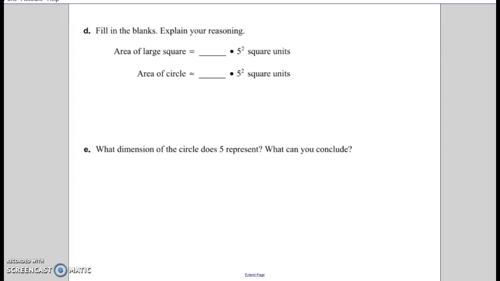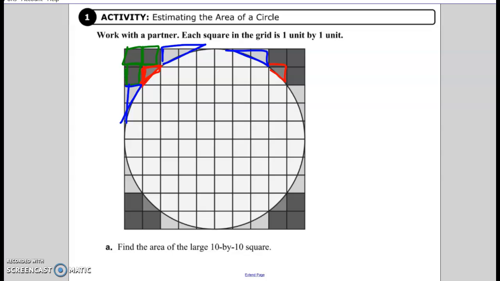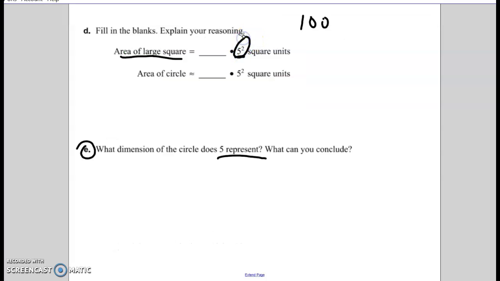Now this part, we're trying to develop the formula for how to calculate the area of a circle using what we did in the previous few steps. So we know the area of the large square. You calculated that to be 100. Now they threw this 5 squared in, and in a second they're going to ask you, what does the 5 represent? And I'm going to let you think about that. What does it represent here in the circle, knowing that this is 10 across? What the 5 might mean in terms of the circle. So there's a reason they put this 5 squared here.